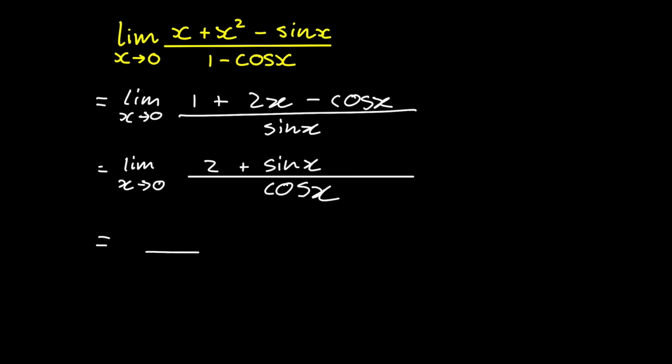So we have the limit as x approaches 0 of cosine of x being 1, and in the numerator we have 2 plus the limit as x approaches 0 of sine of x, which is going to be equal to 0 because sine of 0 is 0. So now we have 2 plus 0 over 1, which is equal to 2 over 1, which is simply equal to 2. And that's the limit solved.